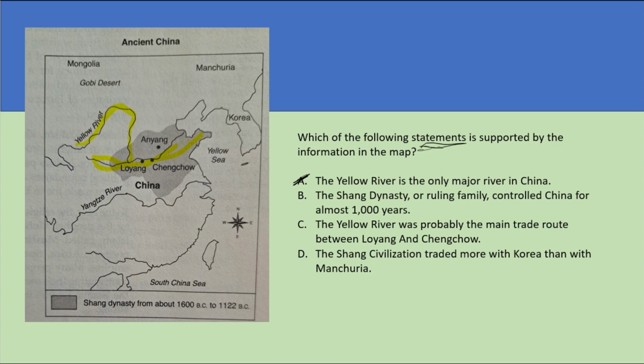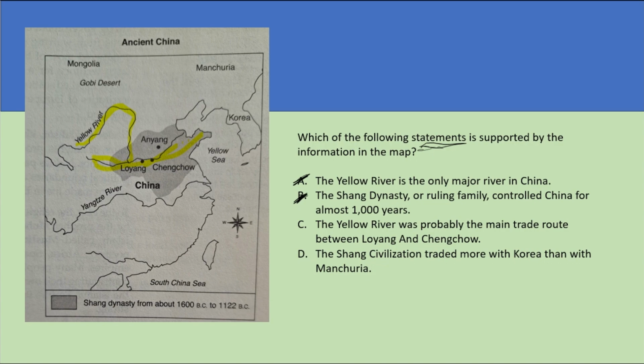B reads, the Shang dynasty or ruling family controlled China for almost 1,000 years. So yes, it's showing us some information about the Shang dynasty, and down here the legend even tells us that they ruled from 1600 to 1122 BC. Well, B is saying almost 1,000 years. If it was almost 1,000 years, this would read 1600 to 600 BC, because it would be 1,000 years of them ruling. And it doesn't read that. So for that reason, we are going to kick B out the window.